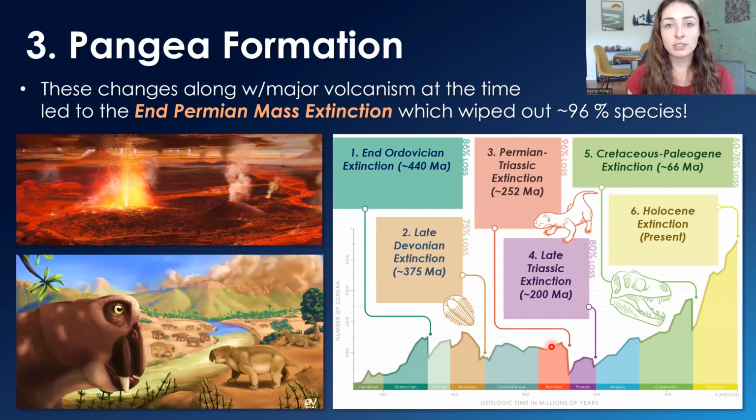And these changes, the regression of seas and the desertification on land, along with major volcanism at the time of the Permian mass extinction, which contributed to rapid global warming, all led to the extinction of nearly 96% of species on Earth, which is why we say this is the largest mass extinction of the Phanerozoic eon.